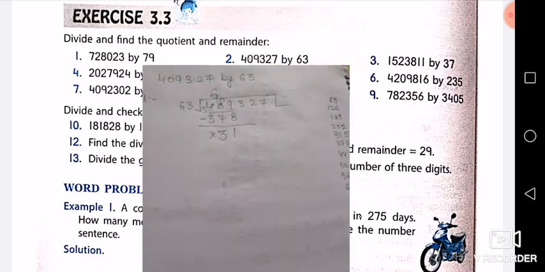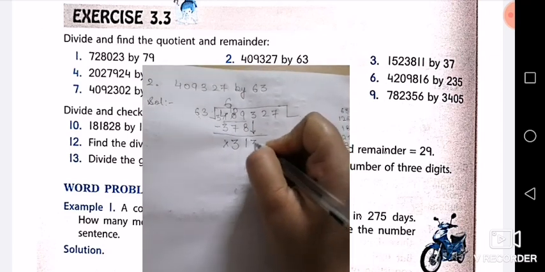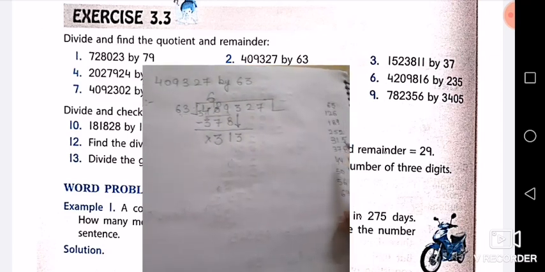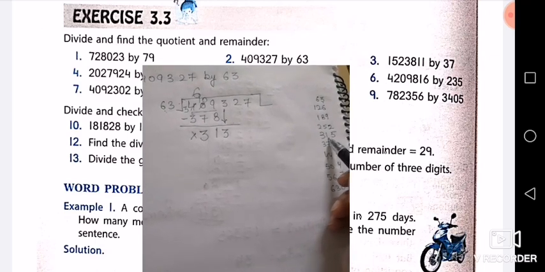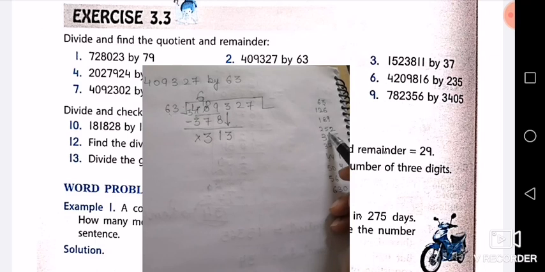Now which number will get down next? Yes, this 3 will get down next. Now 313. 313 is nearer to 315, but 315 is greater than 313, so we will not take that number.